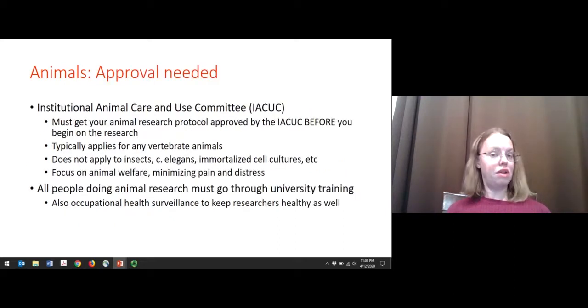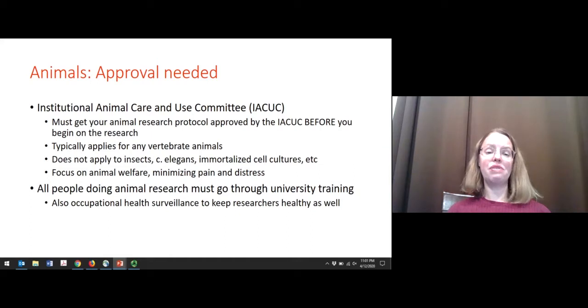So what do you want to do if you want to work on animals? Again, there's a review board. In this case, it's called the Institutional Animal Care and Use Committee, which is also called the IACUC. They did not pick IRB as better, but it's basically the equivalent of the IRB. And again, anytime you want to do anything to a vertebrate animal, you must get approval before you begin the research. That's the most important part. If you don't remember anything else, you must always get approval before you start.